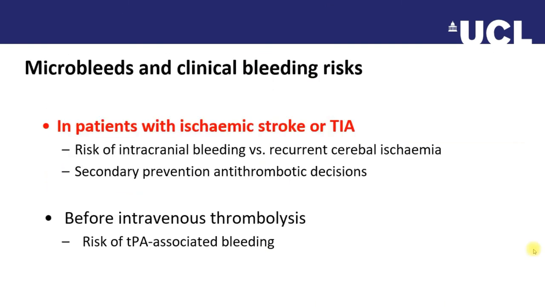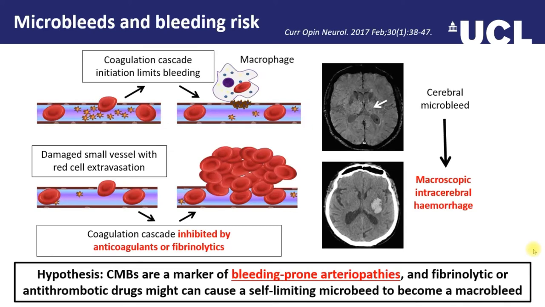So let's now focus on the main topic of the talk, which is bleeding risks in patients with ischemic stroke or TIA and before intravenous thrombolysis. This slide outlines the main hypothesis by which microbleeds could predict future intracranial bleeding risk.